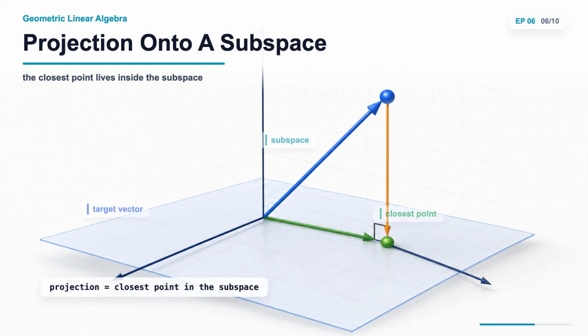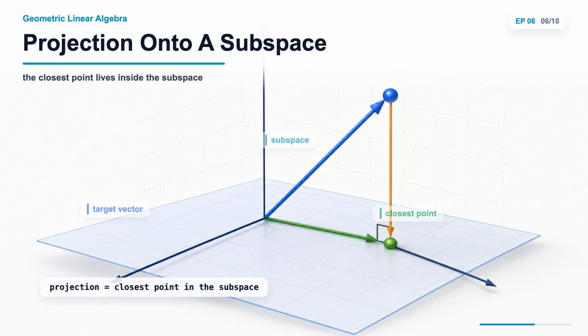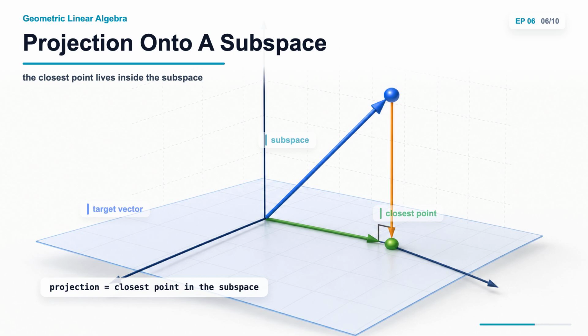Projection is not limited to a single line. We can project a vector onto an entire subspace, such as a plane. The result is the point in that subspace closest to the original vector. The difference between the original vector and the projection is called the residual. Geometrically, that residual points straight out from the subspace. It is perpendicular to every direction inside the subspace.